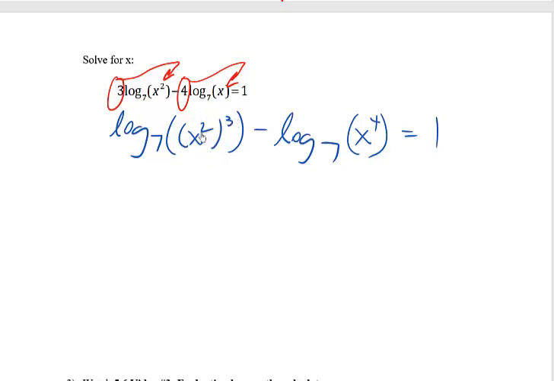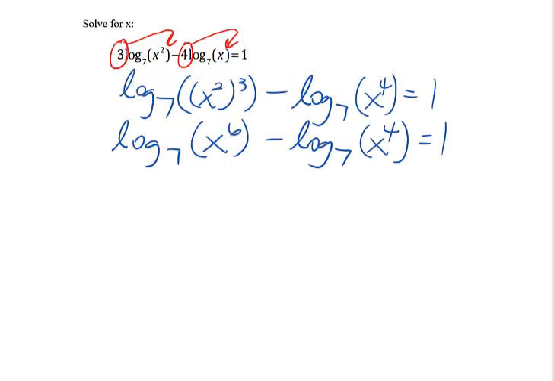Remember that 3 applies to the entire previous result. I have x squared now raised to the 3rd power. That's rule of exponents, right? Multiply the powers, so let's do that. Now I have 2 single logs being subtracted. Well, I would like to get that down to 1 single log, and we have a rule for that, right?